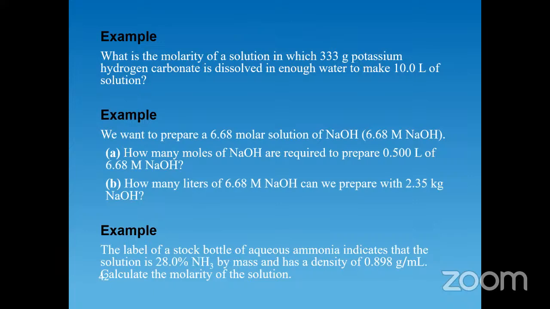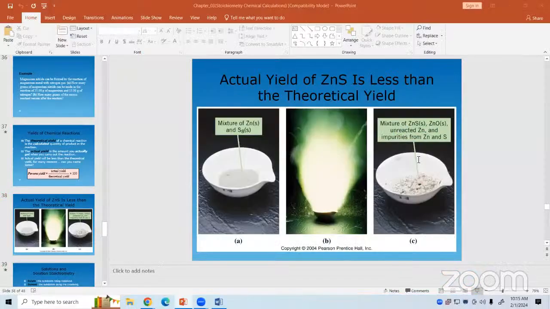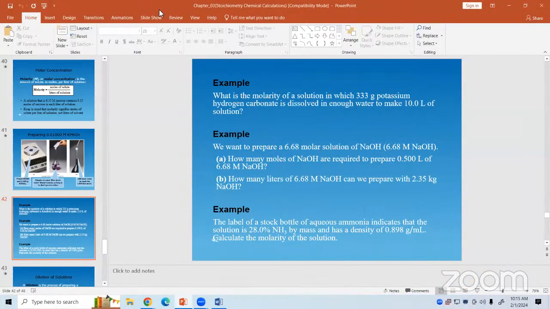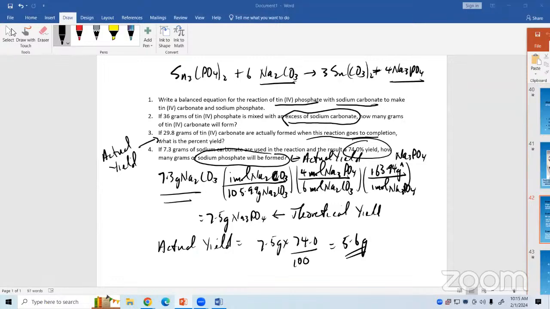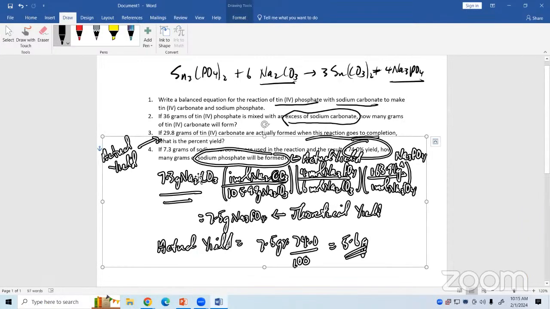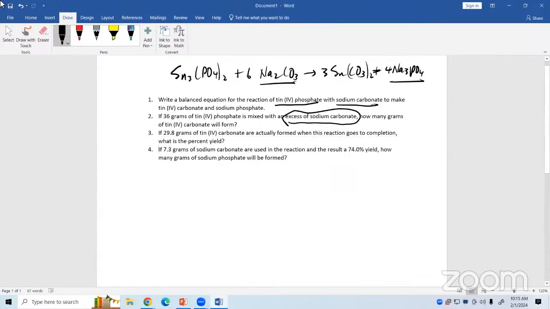So what I'm gonna do now is look at a couple of examples of problems involving what we just learned, molarity and all that good stuff, all right? So these are 3 examples here. So we're gonna start with the first one. It says, what is the molarity of a solution in which 333 grams of potassium hydrogen carbonate is dissolved in enough water to make 10.0 liters of solution? That's a relatively easy question because they gave us, let me get rid of this here.